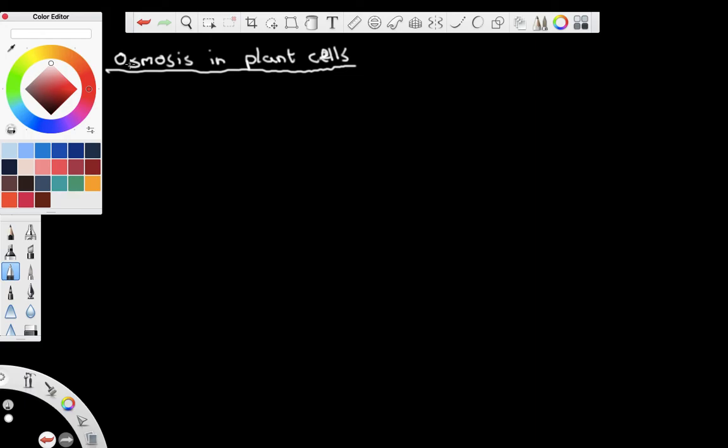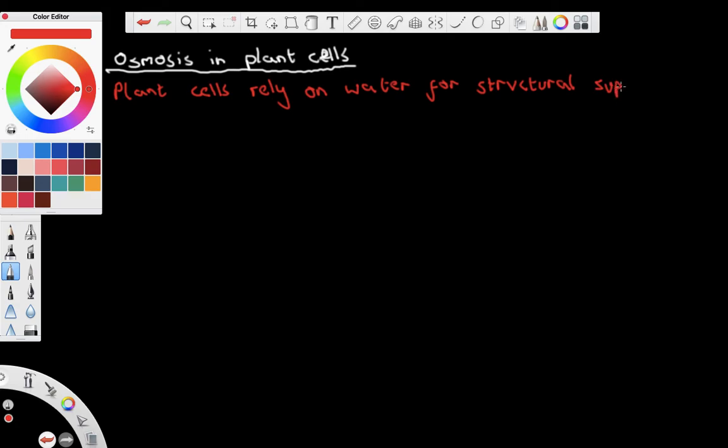Now, plant cells rely on water for structural support. If you see a plant that's drooping, oftentimes it's because it hasn't got enough water. Therefore, we can conclude that plant cells, I'm putting it in red, it's important, plant cells rely on water for structural support. So as I said, plants that don't have enough water are usually very, very droopy.